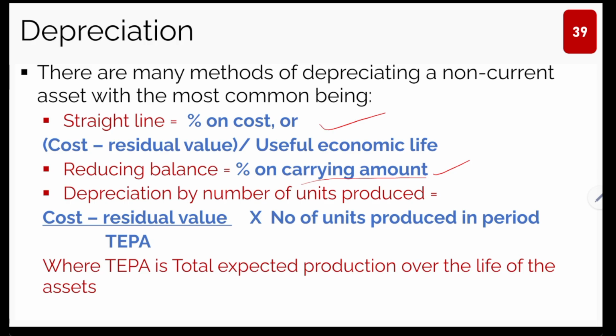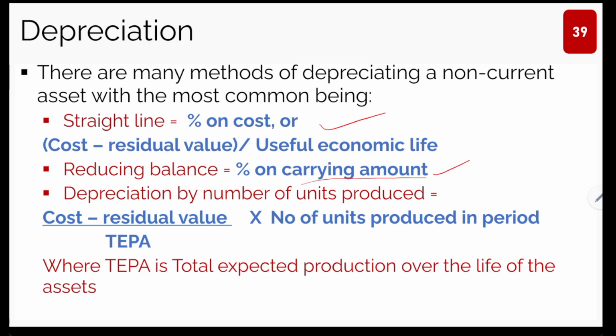The other method is depreciation by number of units produced. For instance, if your depreciation is based on total production life or hours spent, you can't use straight line or reducing balance. So we use this method where we find the number of units used and divide by total expected production over the life of the asset, and then we multiply by the cost minus residual value. We're going to see an example there, but let's just go through this.